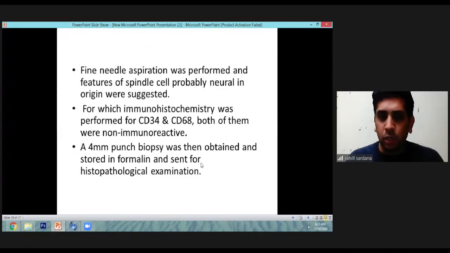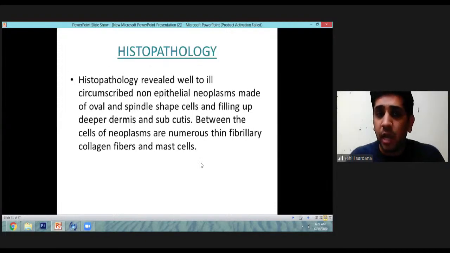So we go ahead with fine needle aspiration, and features of spindle cell probably neural in origin were suggested, for which immunohistochemistry was performed, and CD34 and CD68, both of them were non-immunoreactive. A 4 mm punch biopsy was then obtained and stored in formalin and sent for histopathological examination, which revealed well to ill-defined circumscribed non-epithelial neoplasm made of oval and spindle-shaped cell and filling up deeper dermis and subcutaneous.